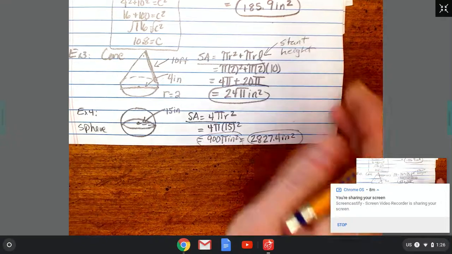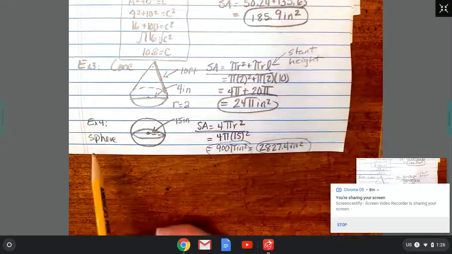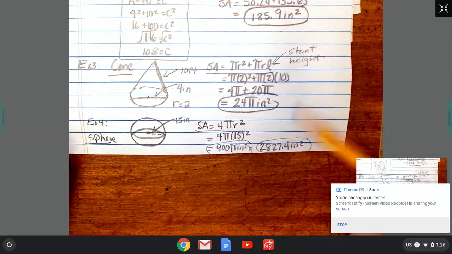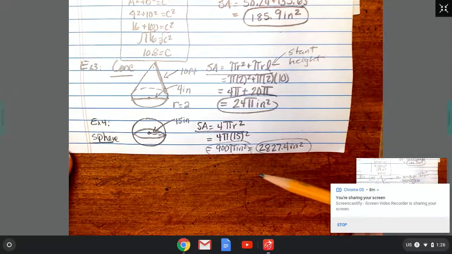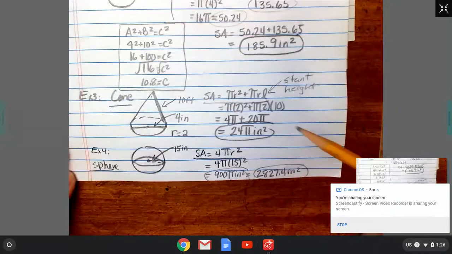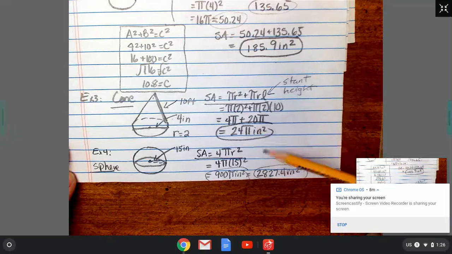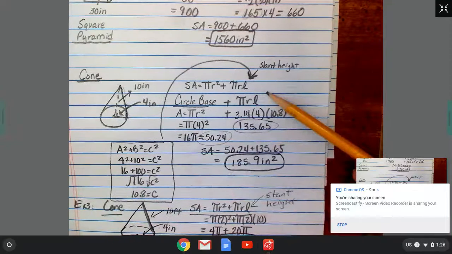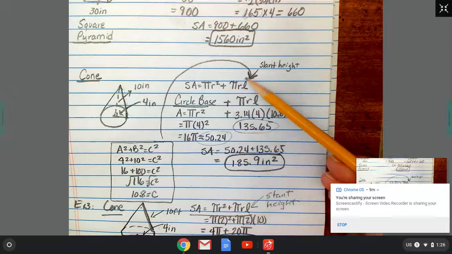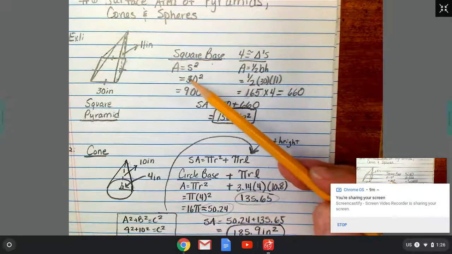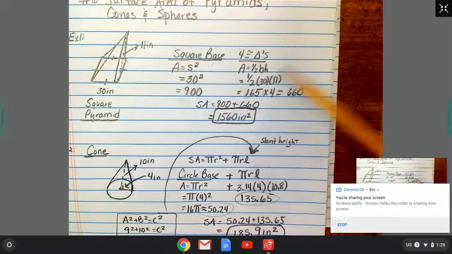Okay, so we're finished for today. Hope this helps. I know these formulas are a little tedious sometimes, so you might want to get you a piece of paper and get them all combined before we get ready to have a test on it. But here's sphere, here's cone formula, same formula, we just had an extra step here to find the slant height. And then the square pyramid, we have to do it in steps, the base and the 4 triangles.